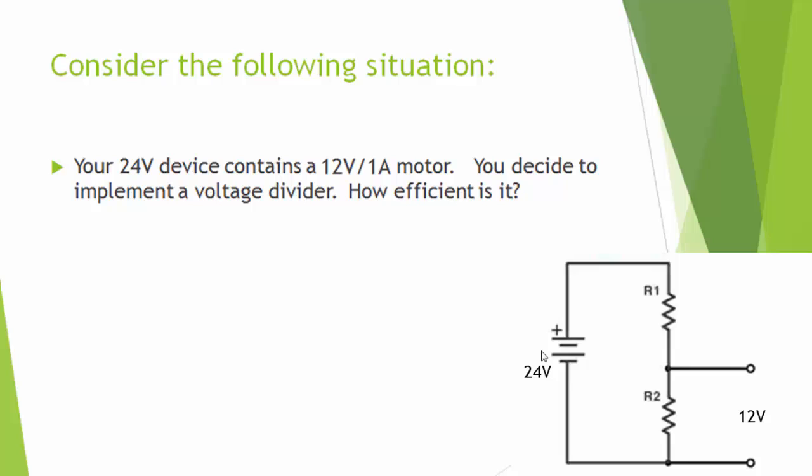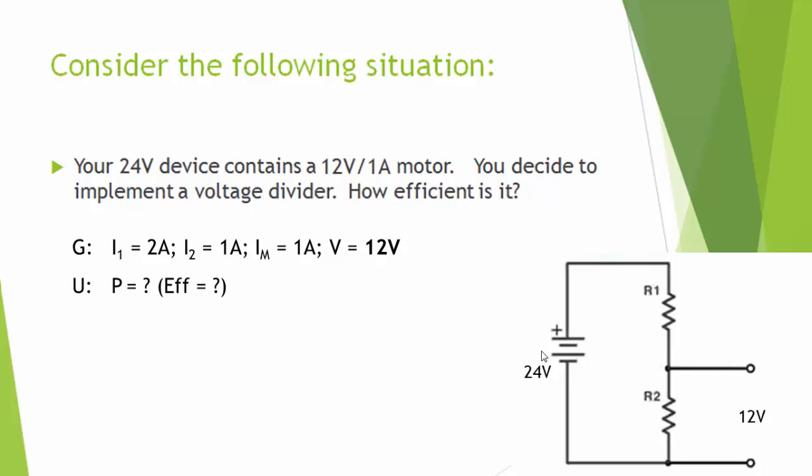If we sit down and use Kirchhoff's laws to figure out the current going through the devices, I think if you give it a little bit of thought, you'll pretty quickly figure out that the current through R1 is going to be 2 amps. Then we hit the voltage divider, and half of that current goes to R2, and half goes to our device, our motor. So we've got 1 amp going through the motor, 1 amp going through R2, and 2 amps going through R1.